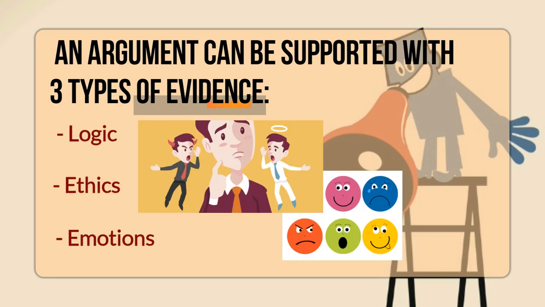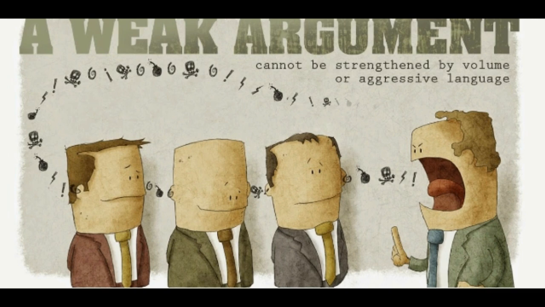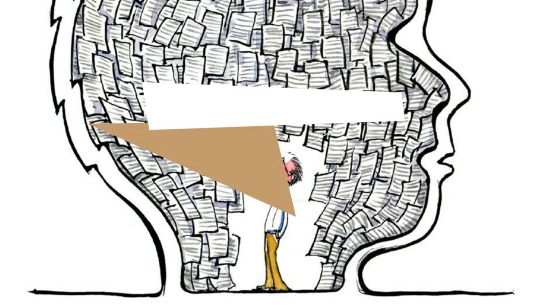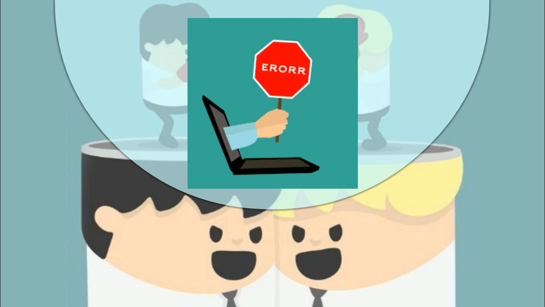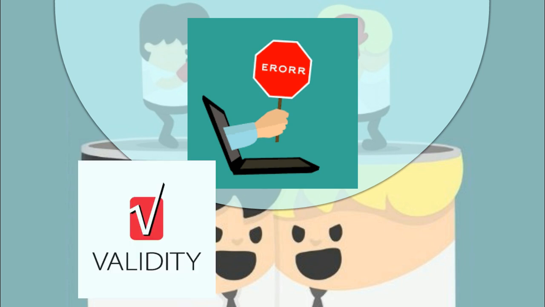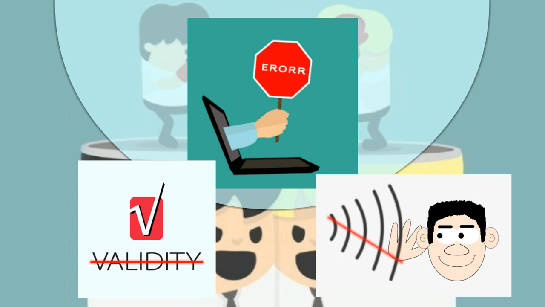There are three types of evidence that can be used in any argument, which are logic, ethics, and also emotions. This will ensure that they give a strong argument. But what about a weak argument? Here it is. A weak argument is also known as a fallacy. A fallacy is a kind of error in reasoning. Also, it is a flaw in reasoning that detracts from the validity or soundness of any argument.